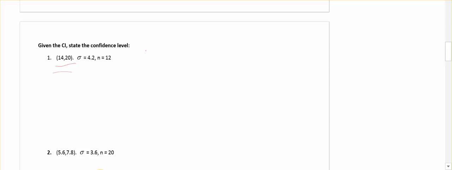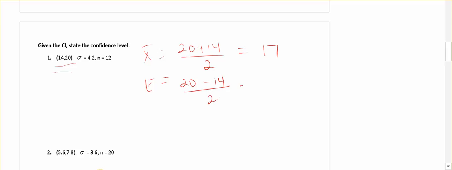Well, I know from the first page or the first video that you can find the sample mean. So the sample mean would be 20 plus 14 divided by 2, which would give you 17. And you could find the error by doing 20 minus 14 divided by 2, which is 3. And you could check your work. 17 plus 3 is 20, 17 minus 3 is 14. There's your 2 endpoints.